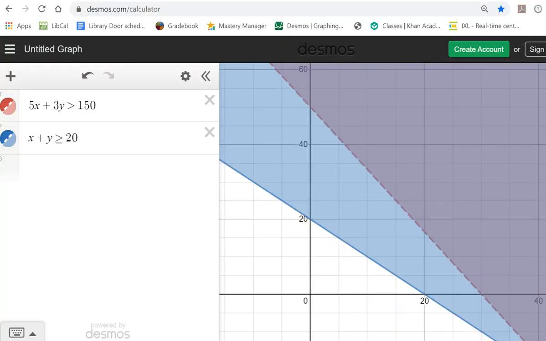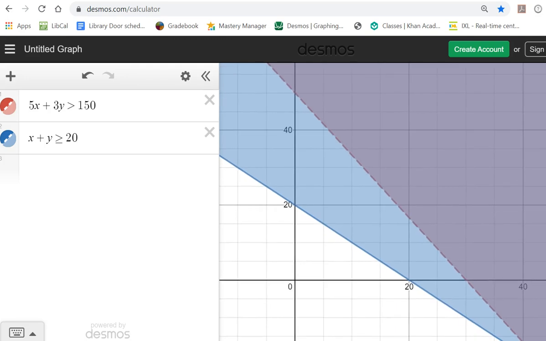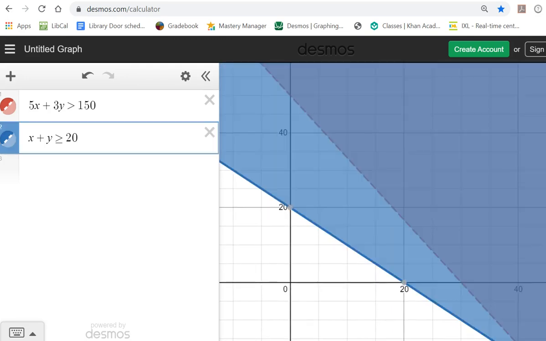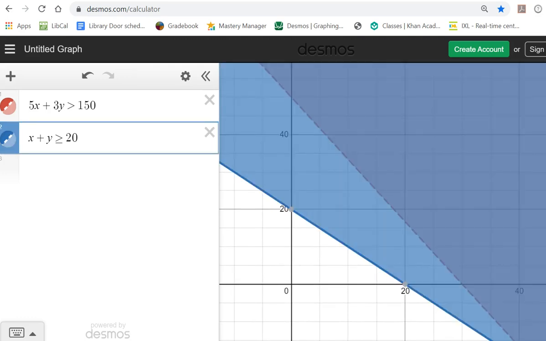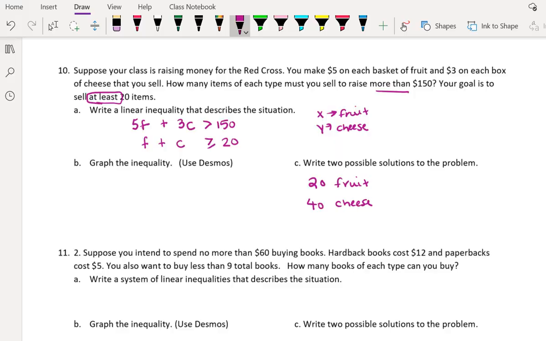Another possible solution, so let's go more on the fruit. So if I went, here's 35. So if I did 35 fruit and let's say 10 on the cheese, 35 fruit and 10 on cheese is a solution to that system right there. So if I trace it over, that's a value of 10. Okay, so it says write two possible solutions. I could also have 35 fruit and then 10 cheese.